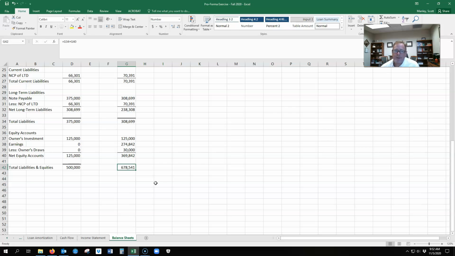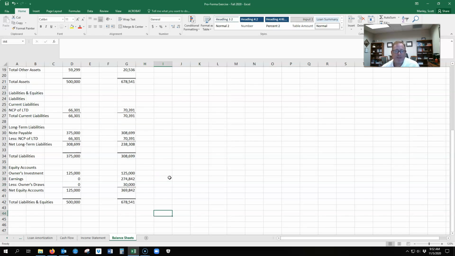So that's the balance sheet in a nutshell, and I hope that at this point, it's kind of like a light bulb coming on. You're beginning to see, okay, so that's how that works.